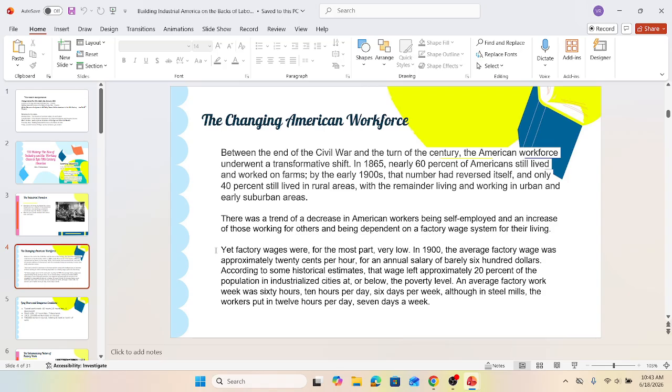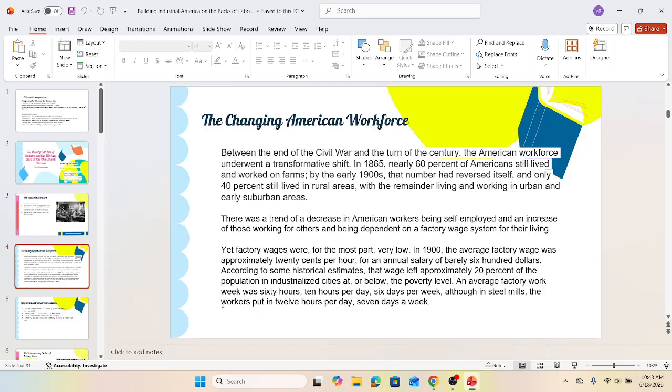In 1900, the average factory wage was approximately 20 cents an hour, which was an annual salary of just under $600. According to rough historical estimates, that wage left approximately 20% of the population in industrial cities at or below the poverty level. An average factory work week was 60 hours, 10 hours per day, 6 days a week, although in steel mills it was 12 hours a day, 7 days a week. So there certainly wasn't the opportunity to pick up a second job to help compensate for the low wages. And so people were often trapped in cycles of poverty.